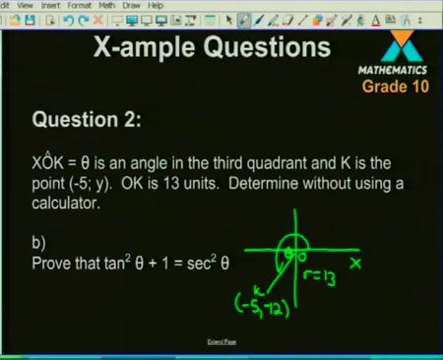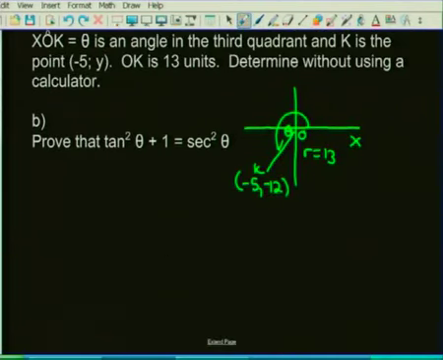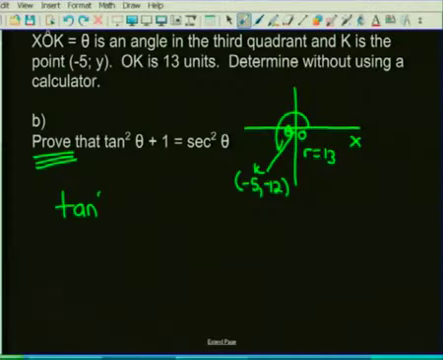Okay. Now it says prove that tan squared theta plus 1 equals sec squared theta. Now the moment you see the word prove, that means you've got to work with one side and make that one side become the other side. So if I look at this, I've got tan squared theta plus 1. That is my left-hand side of the equation, and this would be my right-hand side of the equation.